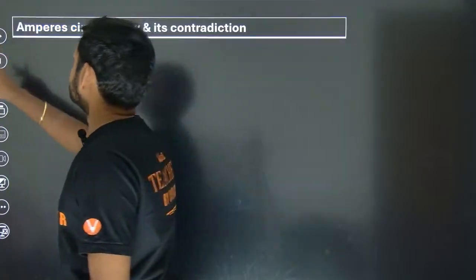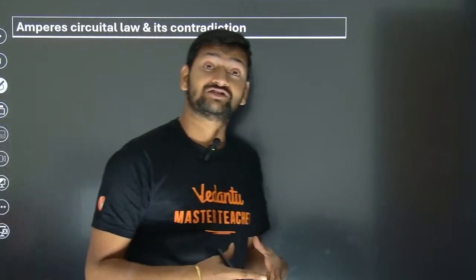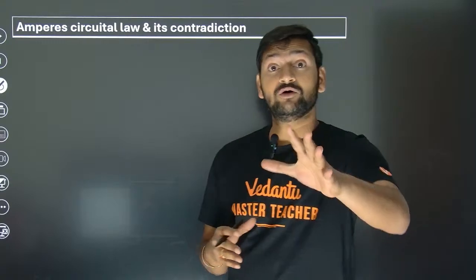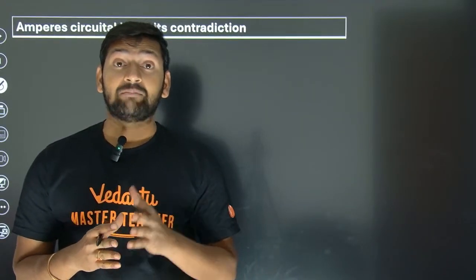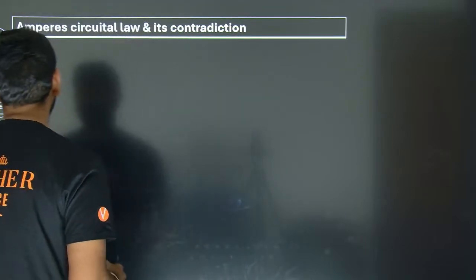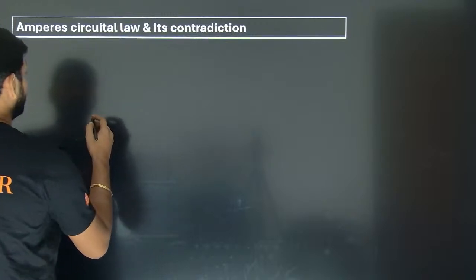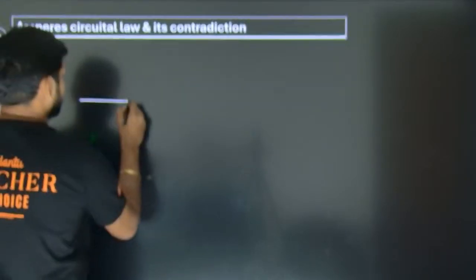Now, there will be something called displacement current. Before we go for displacement current, we have to see what happened to the Ampere circuital law. To understand that, I'm just picking a capacitor.